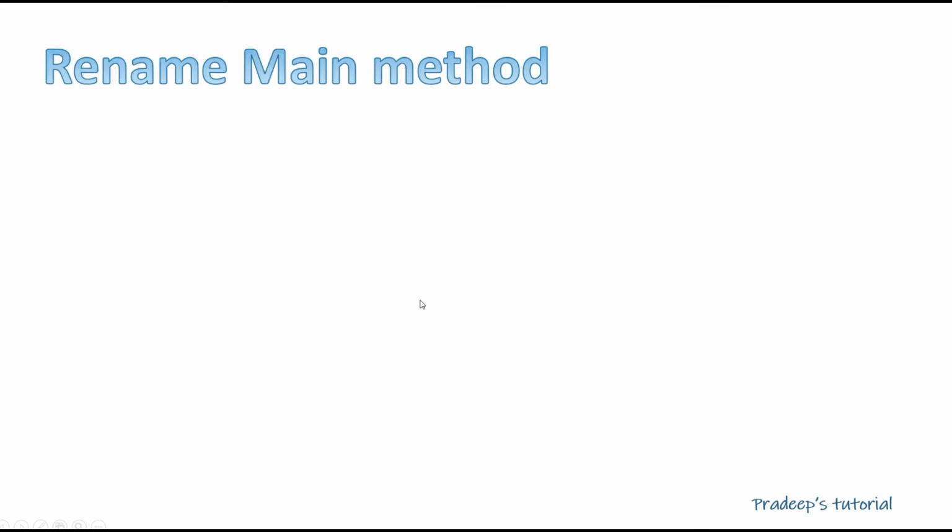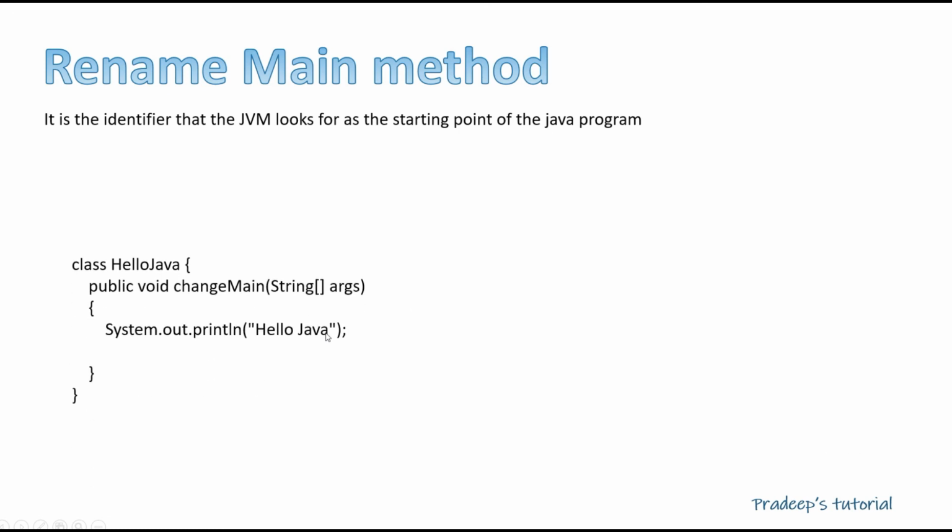Let's see the next question here. Rename main method. Can we rename the main method? Actually, it is the identifier that JVM looks for as the starting point of the Java program. So if we rename it, how will JVM identify from where to start the execution? Let's see the example. I just simply changed the main method name here. Now if I try to execute, I'm not able to execute it. So no output is here. So this is not possible.